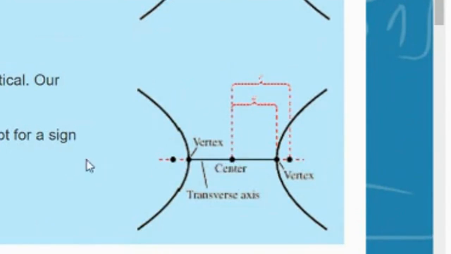So the foci, vertices, and center are all going to be on the same line. So the distance is A from the center to a vertex, and the distance is C from the center to the focus point. Center to vertex is A, center to focus point is C. So it's important to know those pieces if we're going to be able to find the equation.